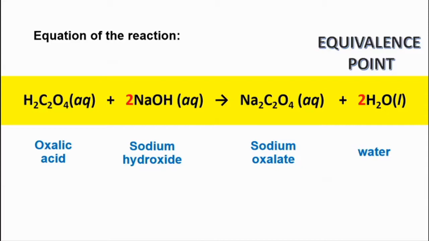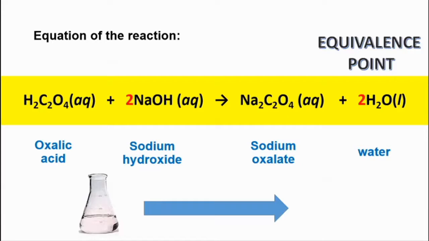Okay, what is the difference between equivalence point and endpoint? Endpoint is the point at which the indicator changes its color. For example, in this experiment, since we are using phenolphthalein, once the reaction has reached the endpoint, the color changes from colorless to pale pink. So the color of the solution in the conical flask would be pale pink. Remember, pale pink, not dark pink.